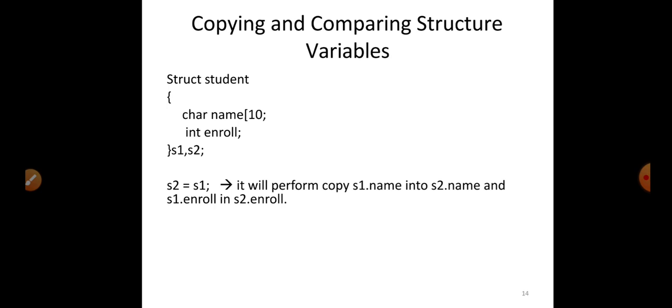It will copy s1 dot name into s2 dot name and s1 dot enrollment number into s2 dot enrollment number. So all the member variables of structure s1 will be copied one by one into all the variables of structure s2. So that is a one to one correspondence. That's why we need both the structure variables to be of the same type.